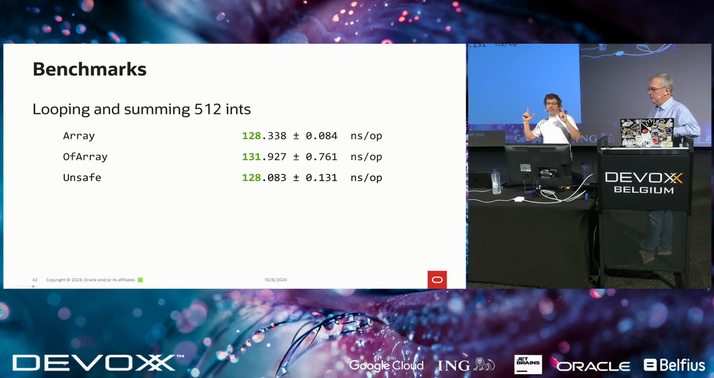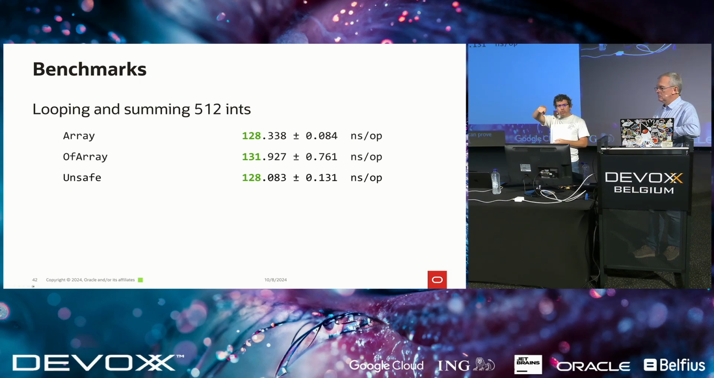And this is the same benchmark, but using a loop. And when you use a loop, the magic happens. If you take a look at the first line, this is looping on an array, a classical Java array. And if you compare to unsafe, it's exactly the same time. Why? Because since a long time, we have an optimization in the VM that removes the bound check if the VM can prove that you will not access outside of the bound.